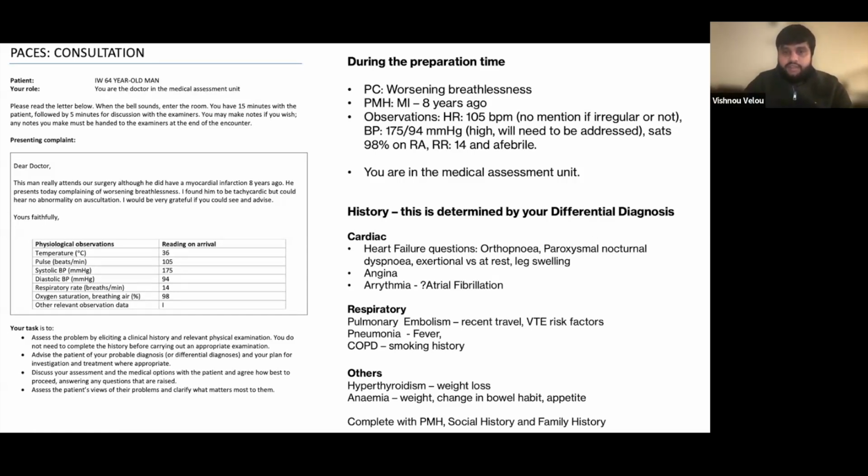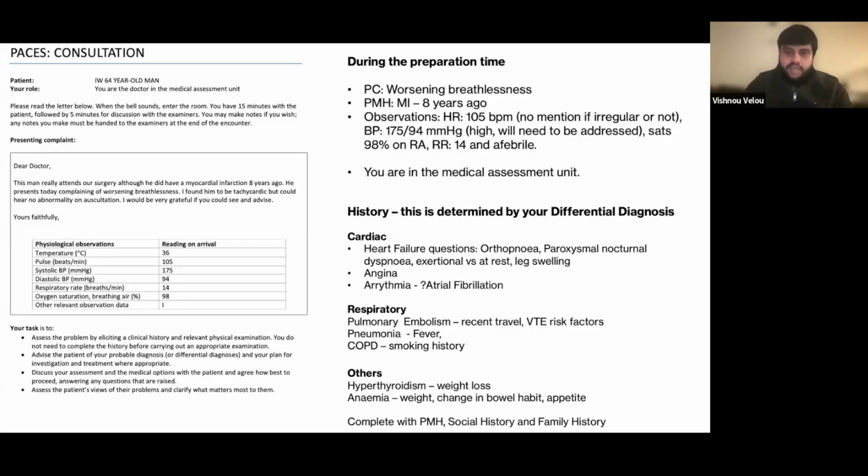Now, our history. Our preparation for the history is going to be determined by a differential diagnosis. So what we need to think about is what our differential diagnosis is. I did this as an exercise myself a couple of months ago, actually, and I just thought about what my big differentials were. I include things that are high risk, so pulmonary embolism, and things that are likely. The likeliest thing in my head was that this patient has heart failure, right? He had a previous heart attack 8 years ago.